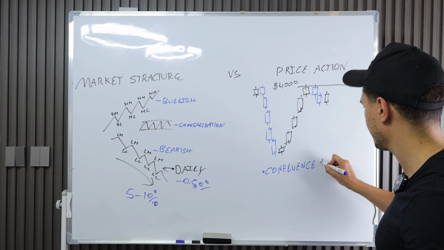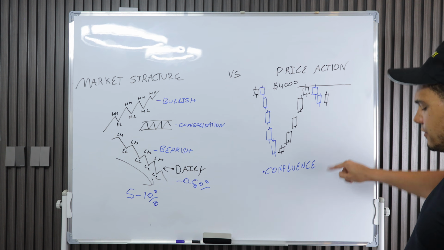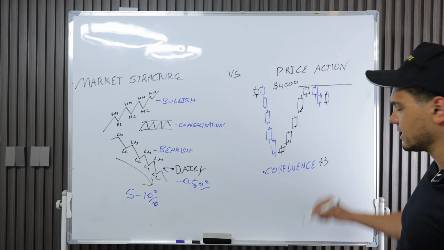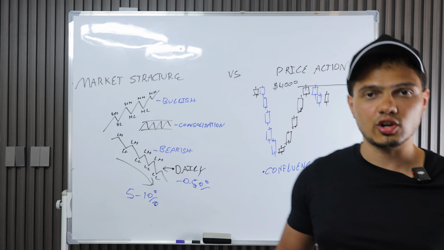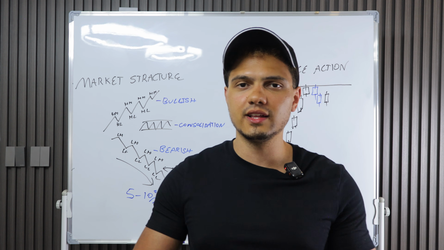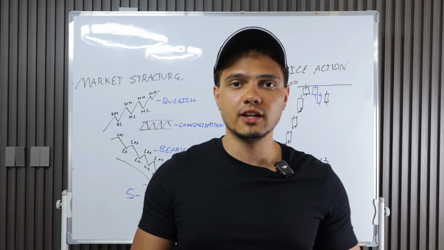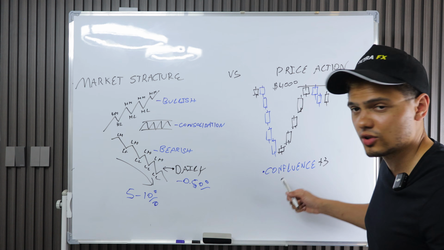And preferably, let's say 3+ confluences. If you get 3+ confluences, that's basically just going to increase the probability. This is where you get your confidence from. This is where you get your conviction from. That's where you feel like you can take bigger risks. Instead of risking 1%, you can risk 2%, 3%. That's going to come down to confluence.